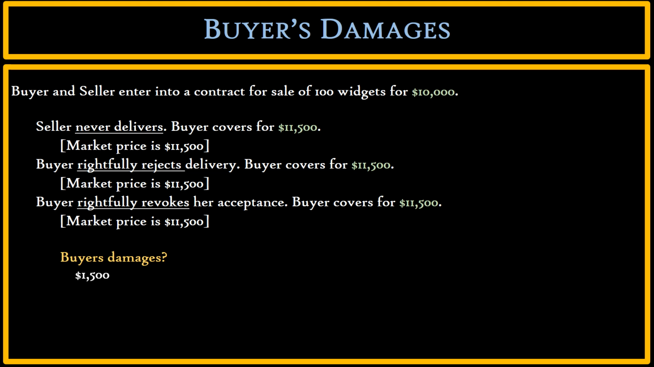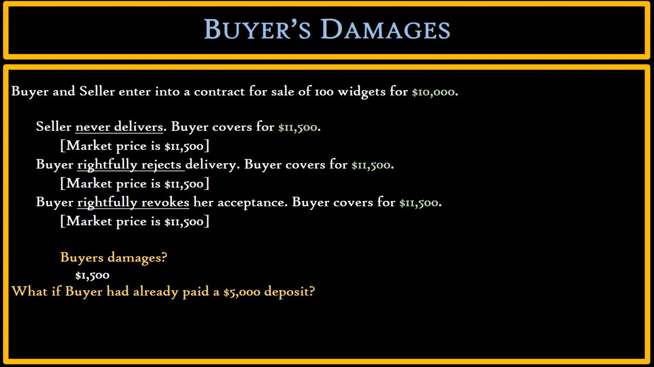If seller had performed the contract, buyer would have had 100 widgets for $10,000. Because seller breached, buyer had to get those 100 widgets and had to spend $11,500. How do we make sure that buyer has received its widgets for $10,000? We have to force seller to compensate buyer $1,500. And so seller will be required to pay $1,500 in damages to buyer for seller's breach.